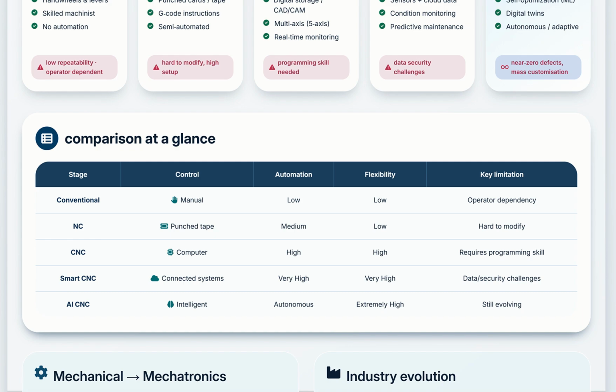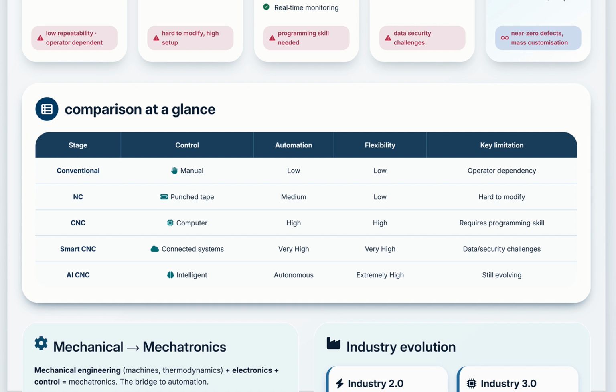Then we came to the stage of CNC, where the introduction of computers created high automation and high flexibility, which now requires programming skill. That's why we train people to become programmers. We have the front-end programmers and the back-end programmers. So this is the front-end programmers, not the back-end programmers.